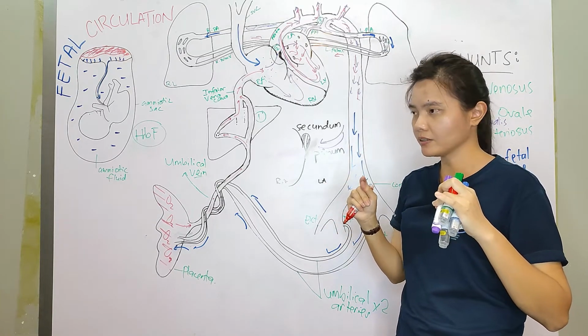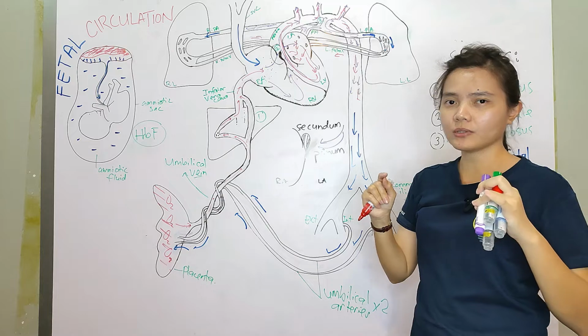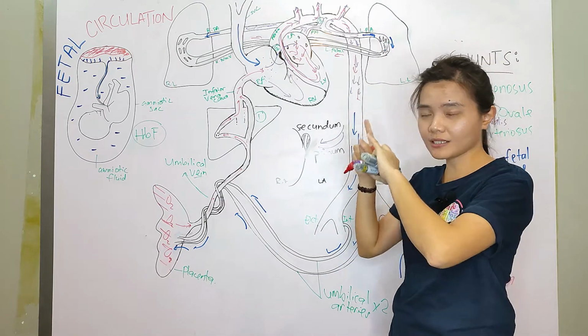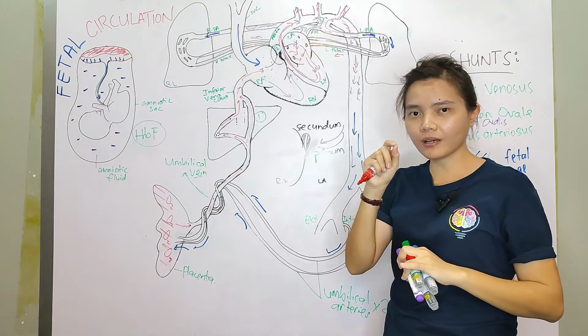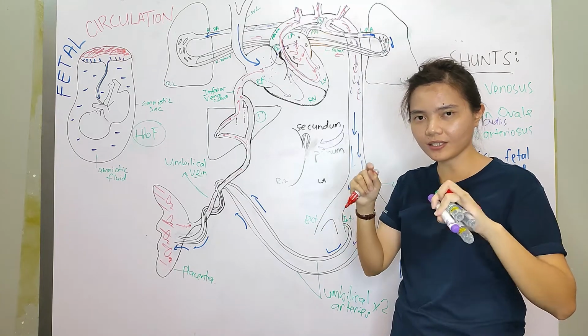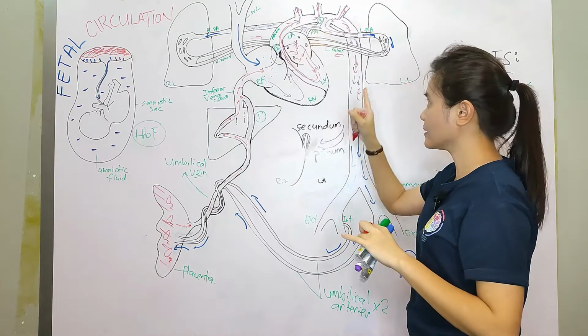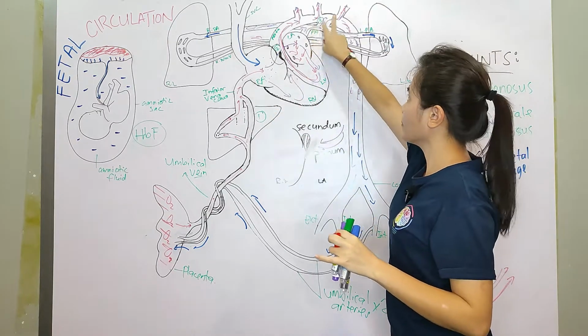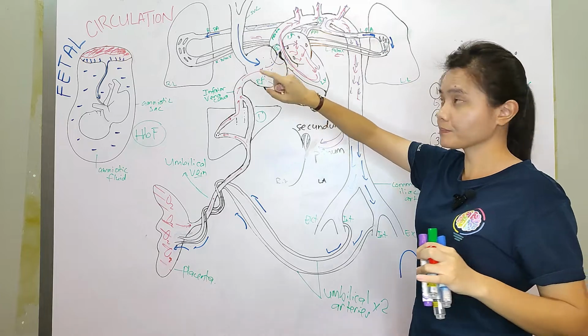So immediately it will start to close itself. And this ductus arteriosus needs to be closed by itself within 3 days, because if it doesn't close, problems will happen. Why? There will be a mixture of blood there.